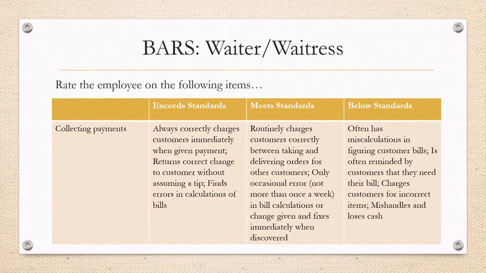And in developing a scale, we would have something that looks more like this. It has those labels at the top of exceed standards, meet standards, and below standards. However, it has behaviors associated with each one of them to show what it looks like to exceed standards. So in this case, to always correctly charge customers immediately when payment is given, to return the correct change to the customer without assuming tips, and to find errors in calculations of bills.